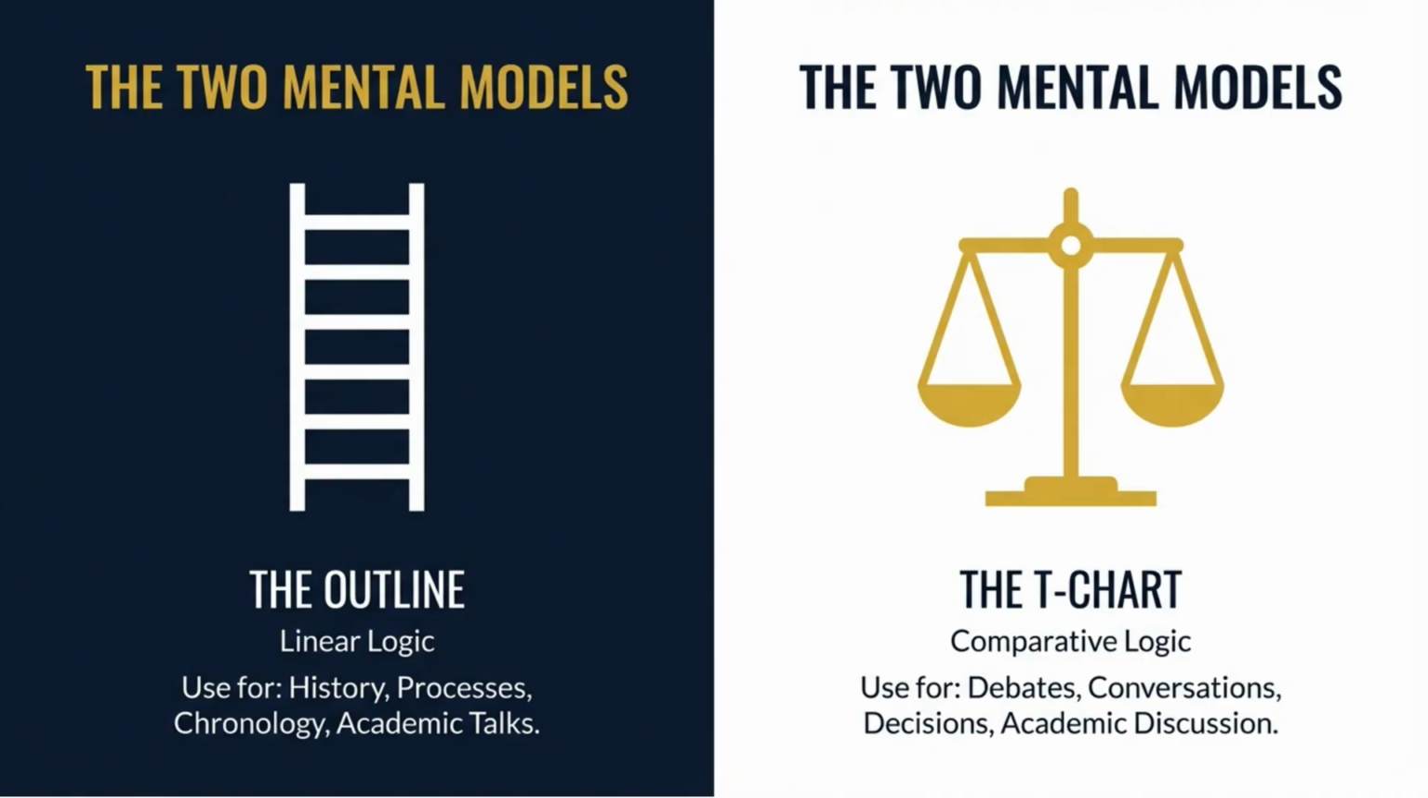There are two ways to structure your notes. Number 1, the outline. This follows linear logic. Use it when you're listening to history, step-by-step processes, or chronological events. Number 2, the T-chart. This shows comparative logic. Use it when you're listening to debates, decisions, or contrasting opinions. Let's start with the outline.